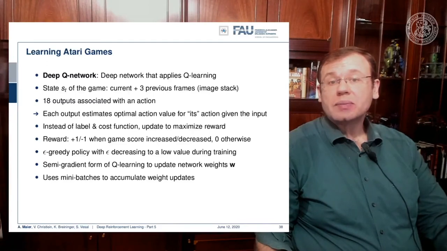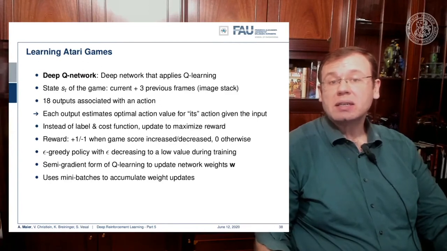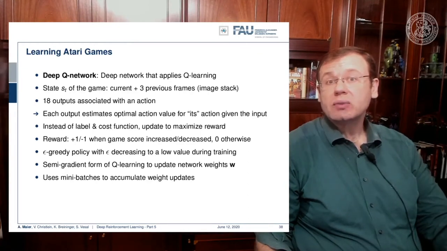Well, it's a deep Q network that directly applies Q learning. The state of the game is essentially the current plus three previous frames as an image stack. So you have a rather fuzzy way of incorporating memory and state. Then you have 18 outputs that are associated with the different actions. And each output estimates the action value for the given input. You don't have a label and a cost function, but you update with respect to maximizing the future reward. There's a reward of +1 when the game score is increased, and a reward of -1 when the game score is decreased. Otherwise, it's 0.